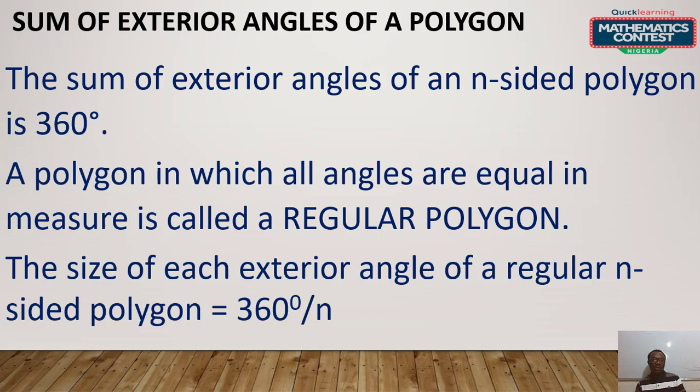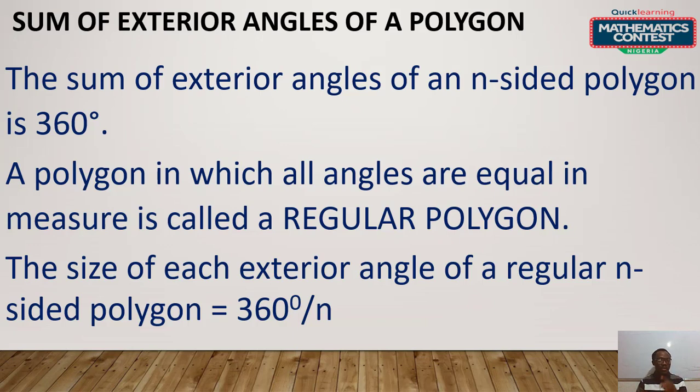A good example of a regular polygon is an equilateral triangle. For an equilateral triangle, you will observe that the three sides are equal, depending on any value, and each angle is 60 degrees. So an equilateral triangle is a good example of a regular polygon. Another good example of a regular polygon is a square when it comes to quadrilaterals. A square has all its sides equal and each interior angle of a square is 90 degrees.